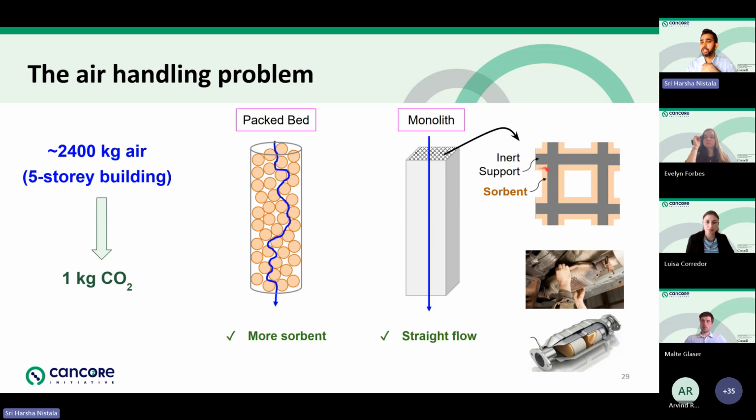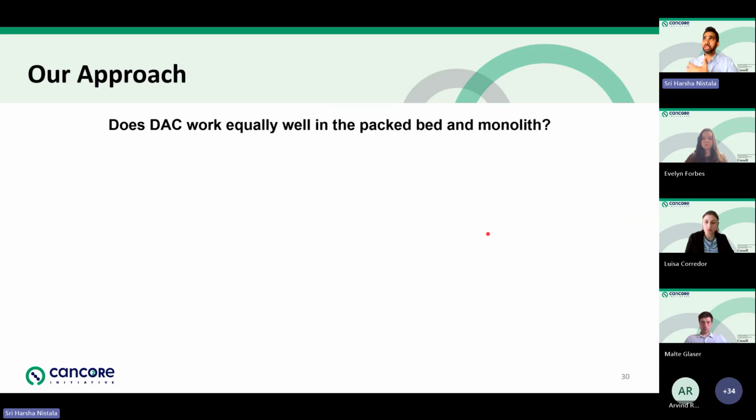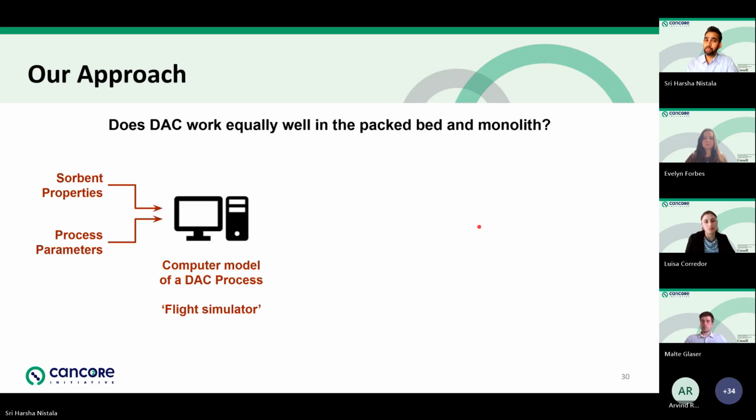In a monolith, since it's just a coating of the sorbent on the wall. So the obvious question then for us is, does DAC work equally well in both kinds of vessels? To answer this question, we could have done experiments, but we went in a slightly different direction. We developed a computer model of a DAC process.